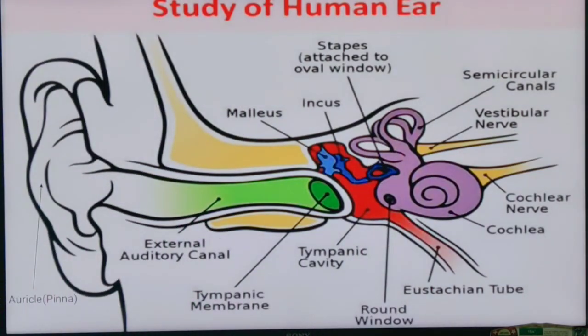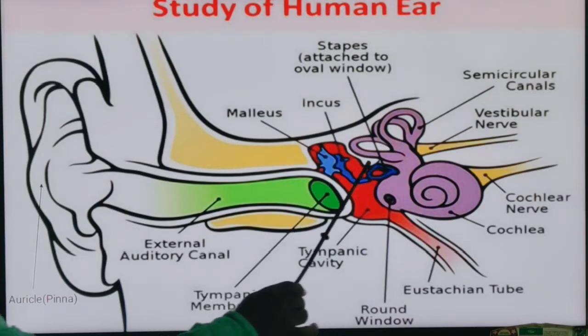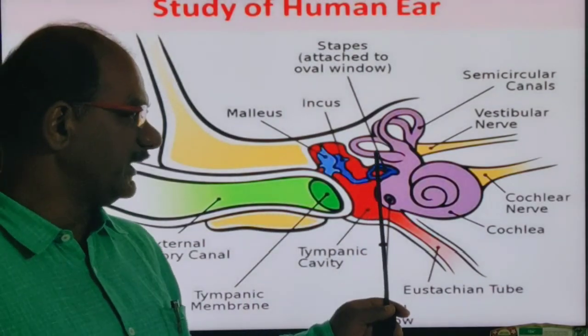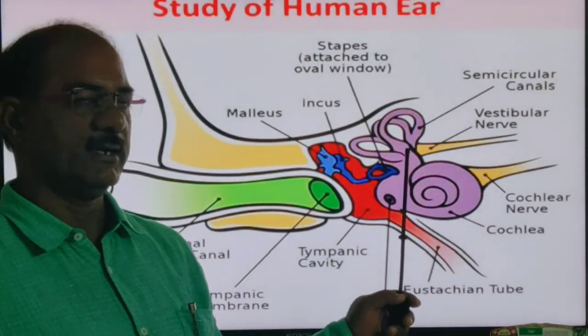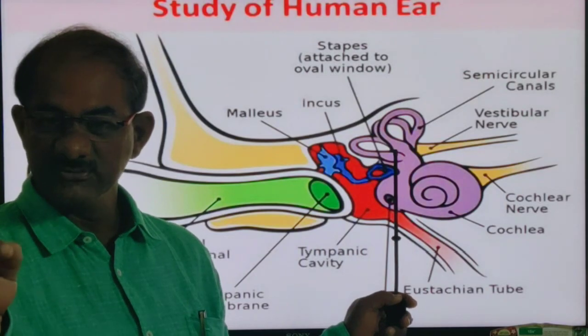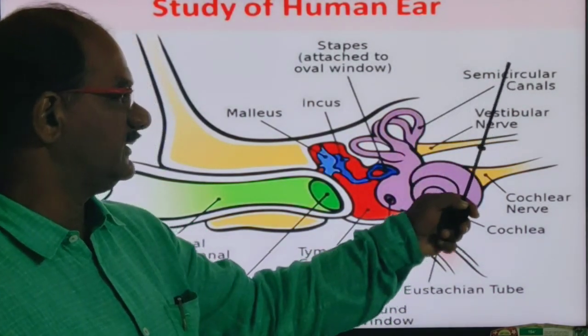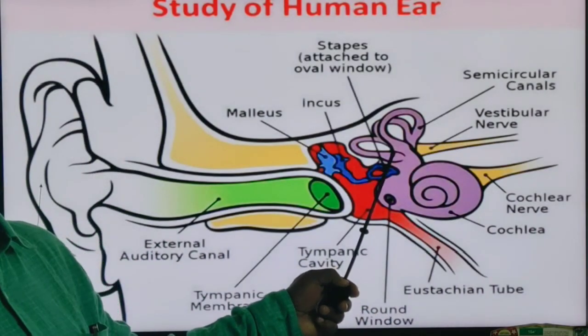These semicircular canals are present in the internal ear, and they play an important role in the balance of the body. The main functions of the ear are hearing as well as balance. So balance is offered with the help of the semicircular canal.